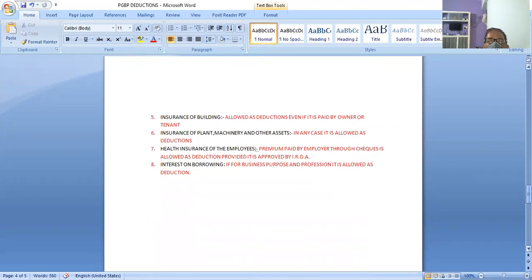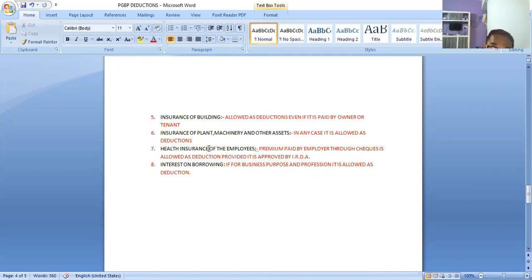Insurance of building. It is allowed as a deduction, even if it is paid by the owner or tenant. Straight away I can say, whoever pays, whether paid by the owner or paid by the tenant, insurance is allowed as deduction, or it can be treated as business expenditure. Next, insurance of plant, machinery, and other assets. In any case, whether it is paid by the owner or tenant, it is allowed as deduction.